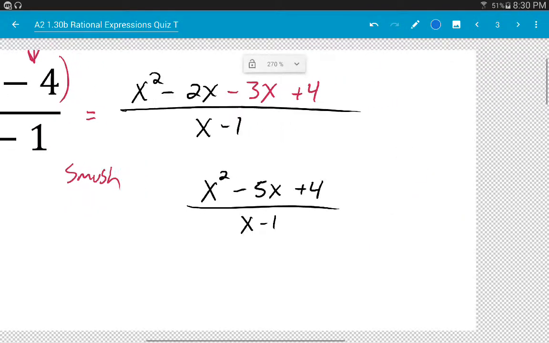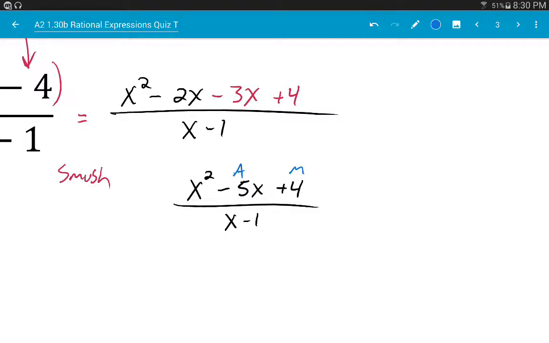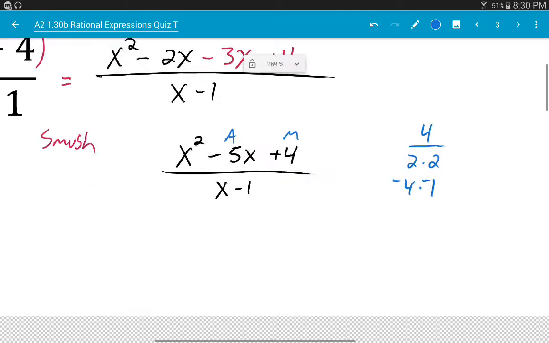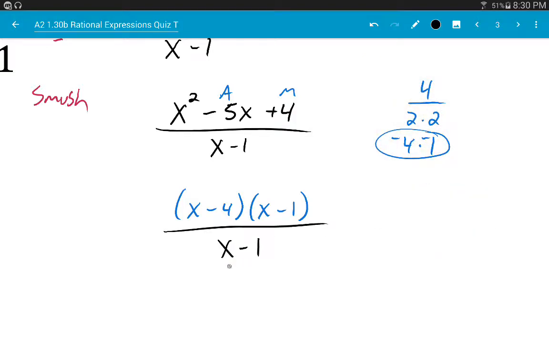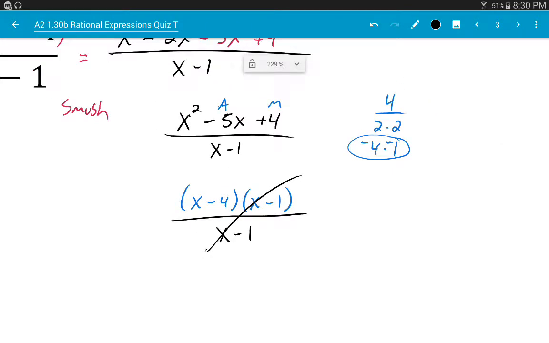This might be factorable. Let's see. Maybe a and m will work. So what multiplies to give me 4? It's 2 and 2, or 4 and 1. 4 and 1 might work. It needs to add to negative 5, so let's see, negative and negative. Those would add to negative 5, yeah. Negative 4 and negative 1. And they multiply to positive 4. Oh, good. So these will work. So when I factor the top, I'm going to get x minus 4, x minus 1, still over the same denominator. And the x minus 1's will cancel. So my final answer here is just x minus 4.